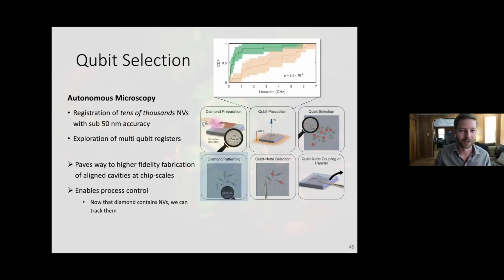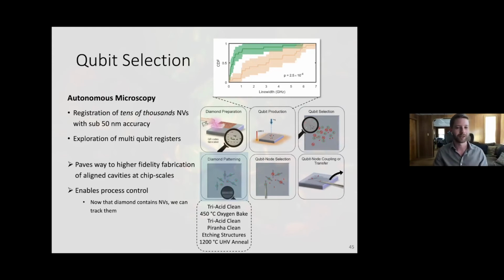I know I mentioned that we don't actually pattern on top of the NVs in this, but there's a lot of other steps that go into this diamond patterning. And so now that we have NVs, we can at least track them through some of those steps. Some of those are a triacid clean, a 450 oxygen bake, another triacid clean, a piranha clean, an etching structure, and then the 1200 anneal. Bottom line is there's lots of steps that go into patterning our diamonds.